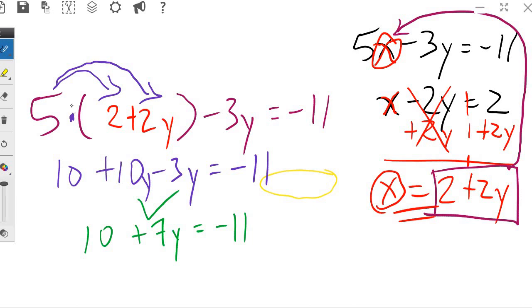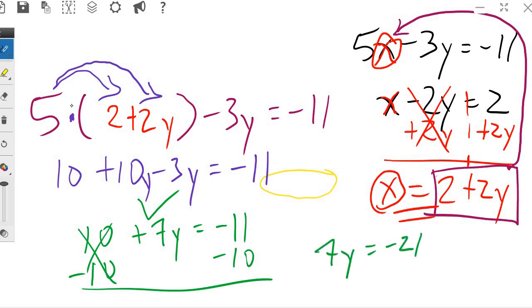Now let's finish solving. Minus 10, minus 10. Remember, we want to get y by itself. The opposites cancel out, so now we're left with 7y equals negative 21. It seems like this also will be an integer and not a fraction, and that's okay. Divided by 7, y equals negative 3. So far so good.